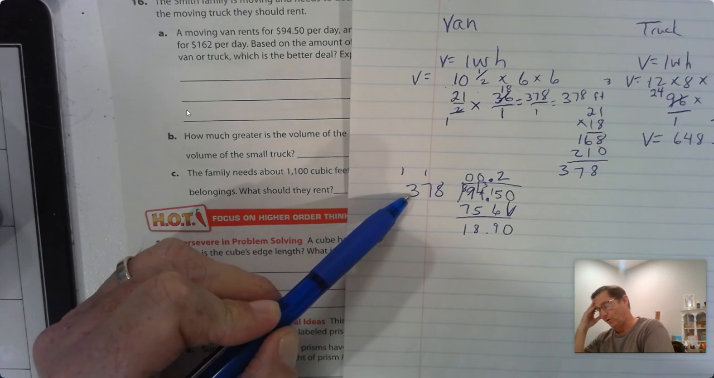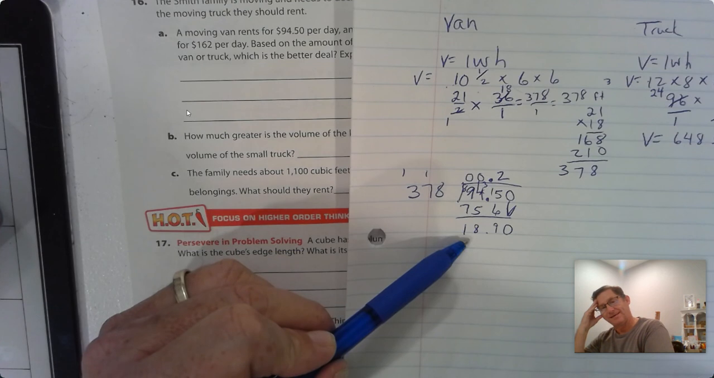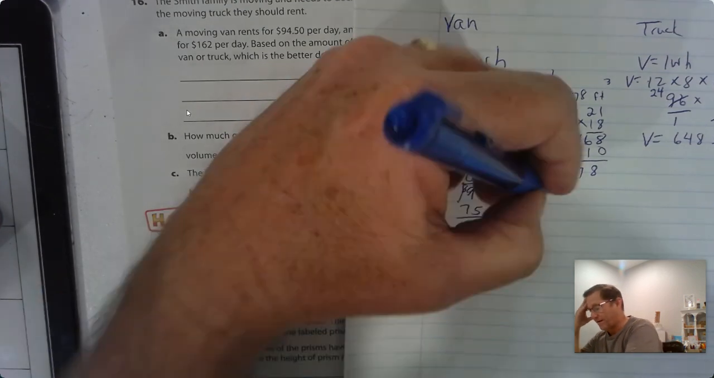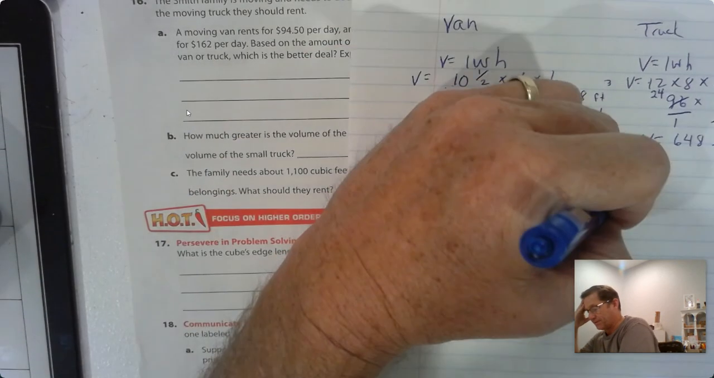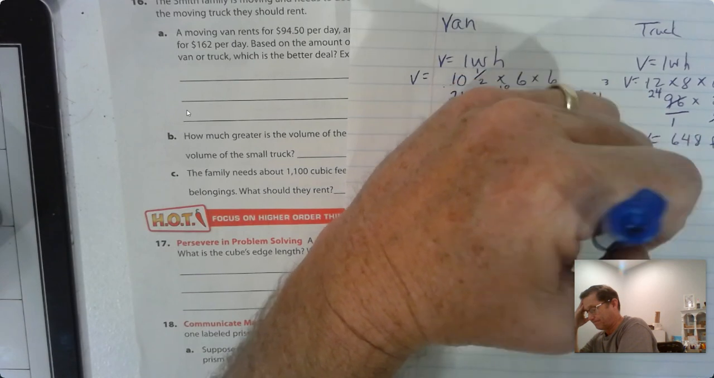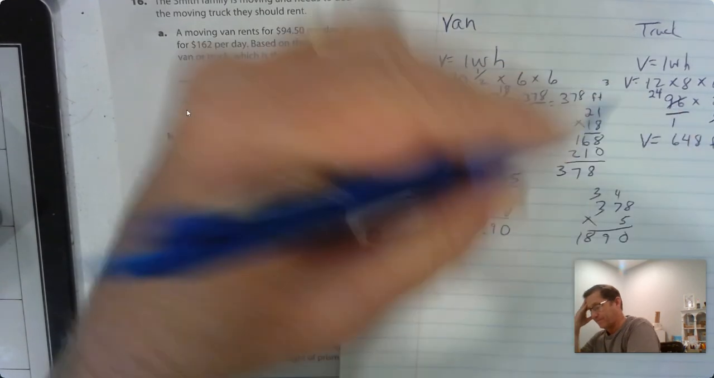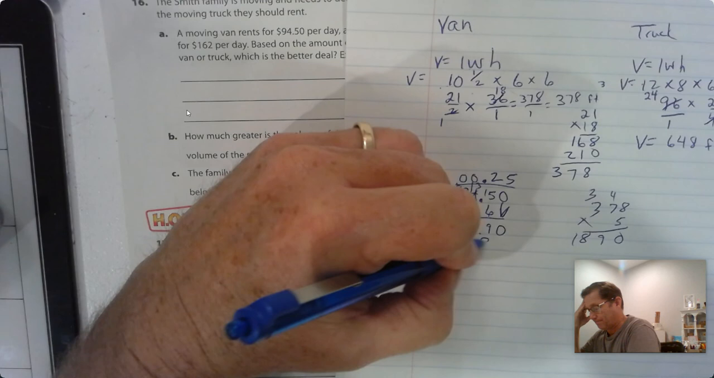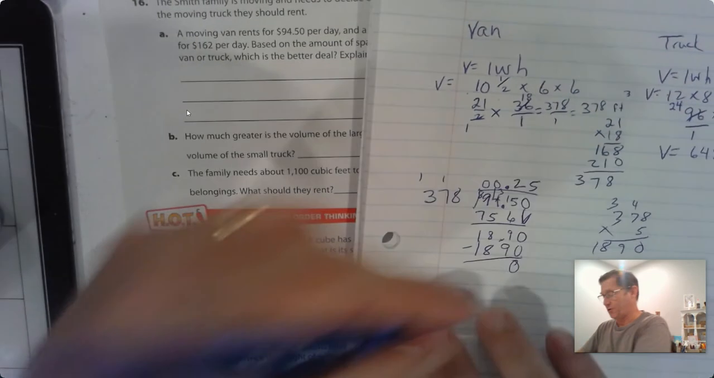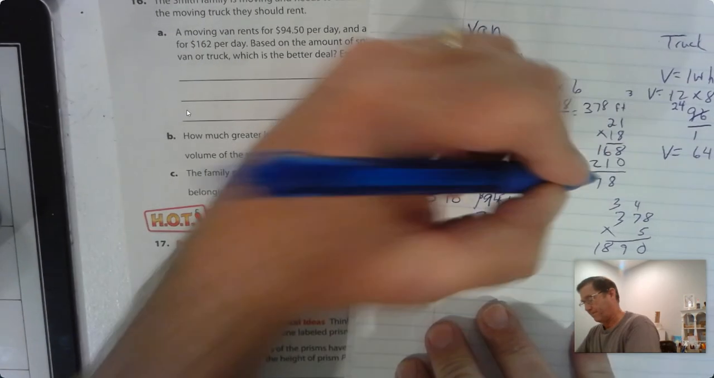That's close to 400. If that was 1890, that would be about 4. I'm going to try 5 because it ends in a 0. Yep. Okay. So 25 cents per cubic foot for the van.